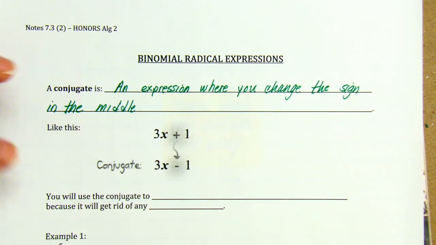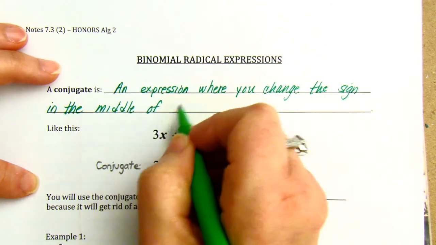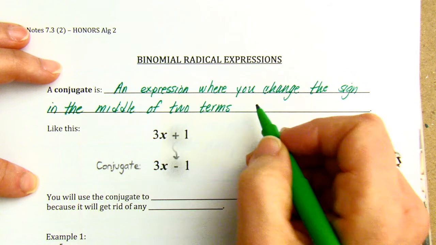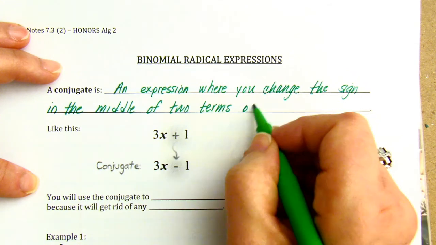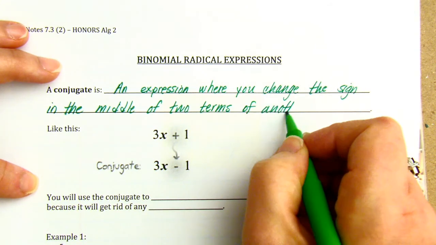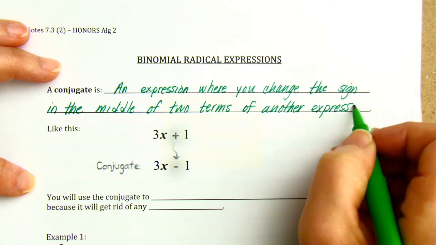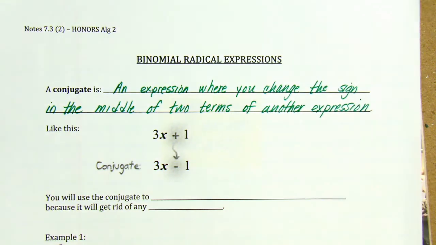of two terms of another expression. And we need to know how to get the conjugate, because in order to get a radical out of the denominator, we have to multiply by the conjugate over itself. So it's going to be really important that you know how to write a conjugate.